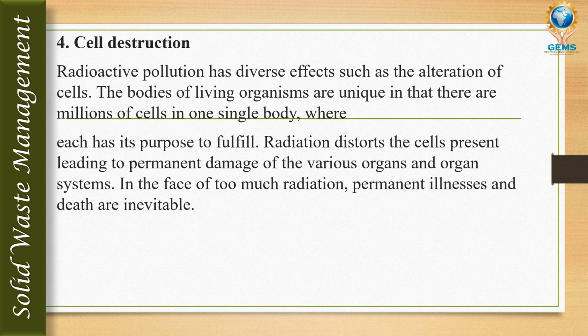So with millions of cells connected in a single body, each has to fulfill a purpose. Each cell has a purpose to fulfill. So when the radiation distorts these cells, it leads to permanent damage to the various organs and organ systems. In the face of too much radiation, permanent illness and deaths are inevitable.